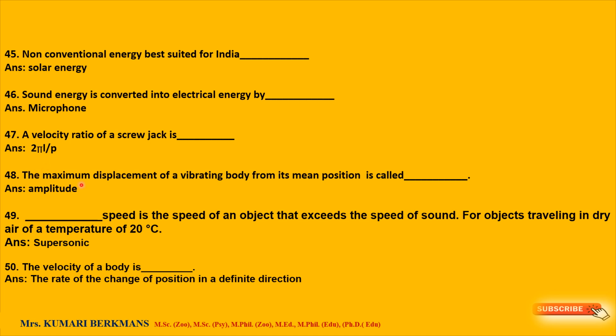The maximum displacement of a vibrating body from its mean position is called dash. It is amplitude. Dash speed is the speed of an object that exceeds the speed of sound for an object traveling in dry air at a temperature of 20 degrees centigrade. It is supersonic. The velocity of a body is the rate of change of position in a definite direction.